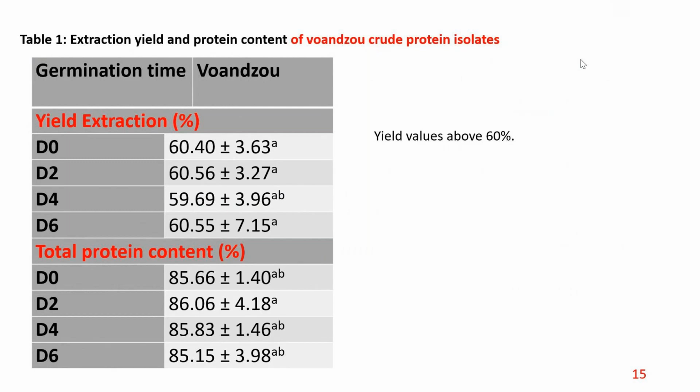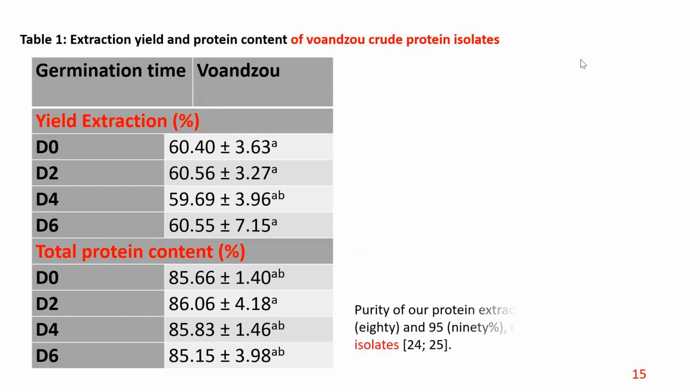Concerning the total protein content, we can note that all the crude protein isolates displayed an average of 86%. This reflects the purity of our extracts, which can be qualified as protein isolate.